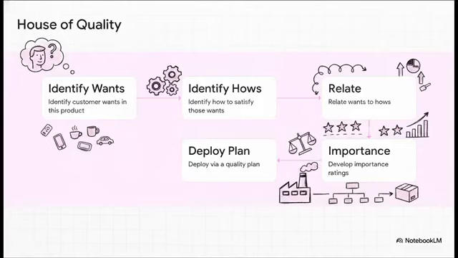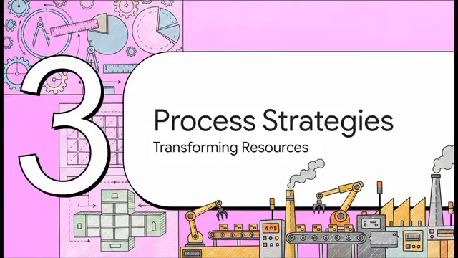It's a super straightforward step-by-step methodology. First, you figure out what the customer actually wants. Second, you pinpoint exactly how the product is going to satisfy those wants. Then you link the two together, rank how important everything is, and boom, deploy it through a quality plan. This totally forces everyone, from research and development all the way to manufacturing, to align what they are doing with those initial customer desires. Which brings us to Part 3, 4 basic process strategies.